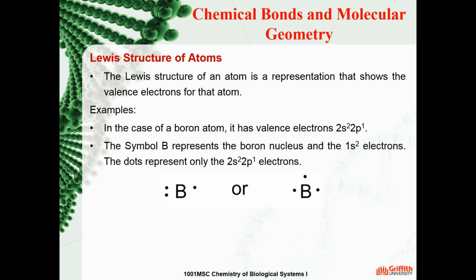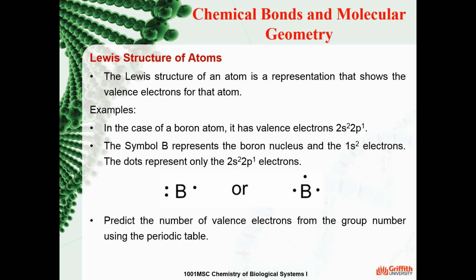To draw the Lewis structure, we write the symbol of the element and then we draw 3 dots around the symbol to represent the valence electrons. You have the option to draw the electrons as a pair and a single dot, or 3 single dots.